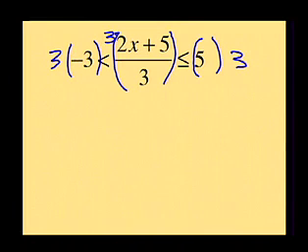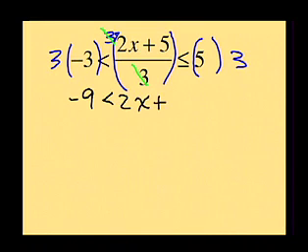On the left-hand side, of course, 3 times negative 3 gives me negative 9. In the middle, we are multiplying by 3 because we want to be able to say that 3 divided by 3 gives us 1, which means we have negative 9 is less than 2x plus 5. And that's less than or equal to 3 times 5, which is 15.